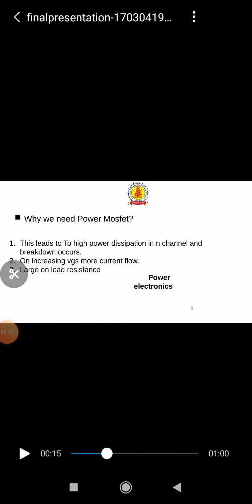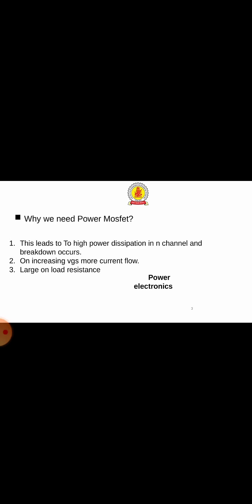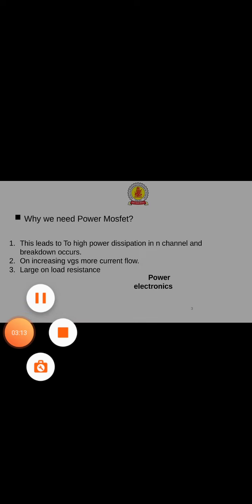As we already discussed, MOSFET is used for high power rating. So why do we need power MOSFET? This leads to high power dissipation in N channel and breakdown occurs. Number 2, on increasing VGS, more current flows, and number 3, large on load resistance. This is the basic structure of power MOSFET. N channel enhancement power MOSFET type or circuit symbol of power MOSFET.